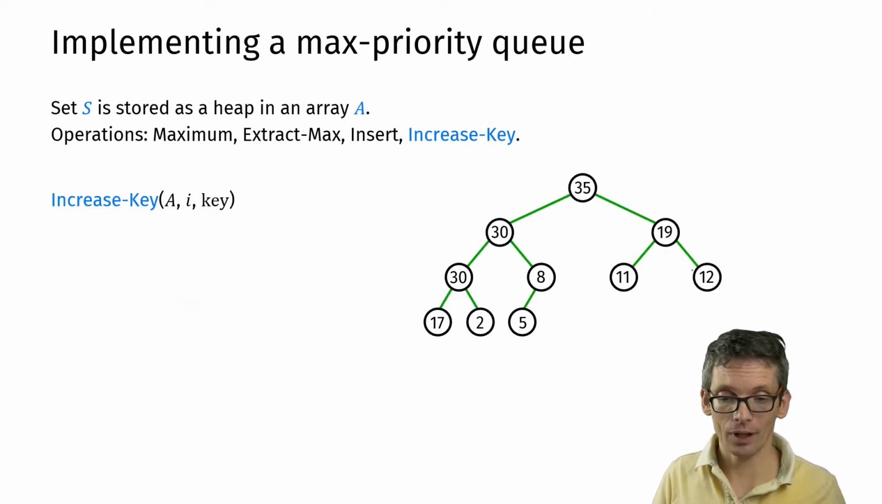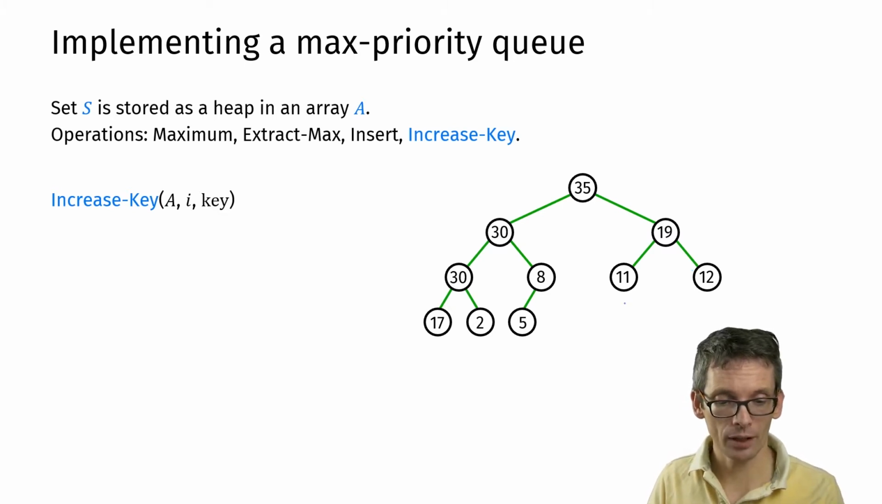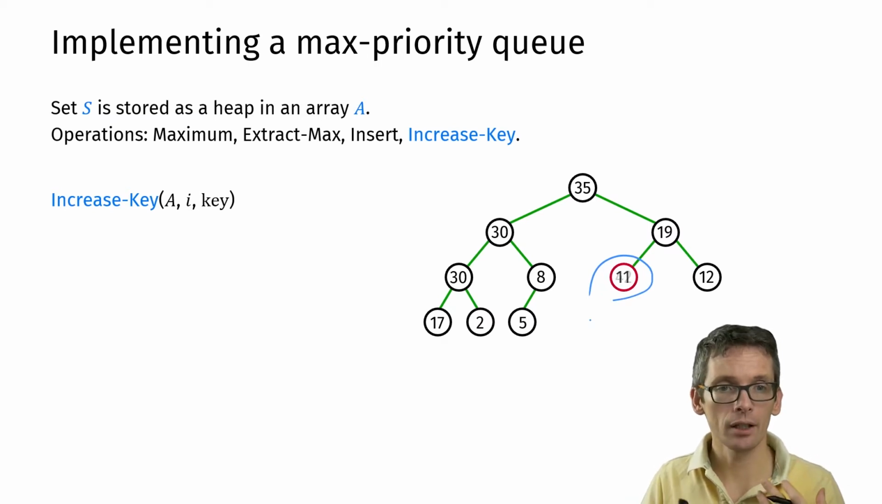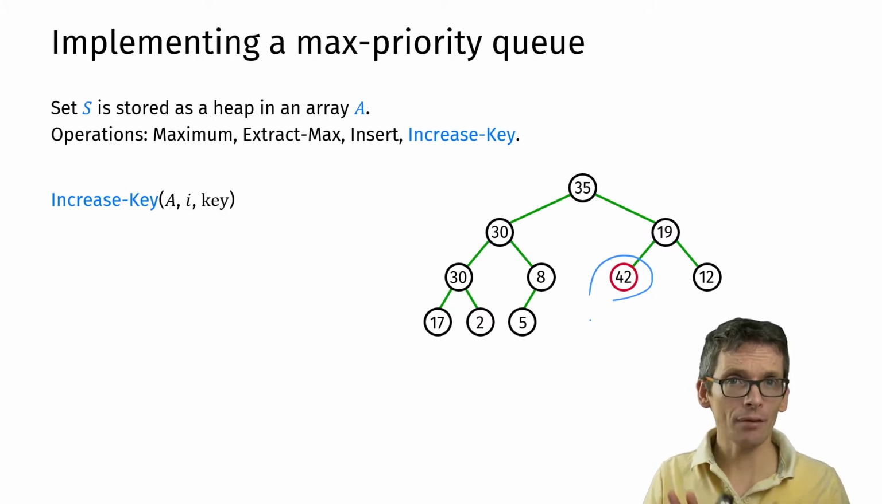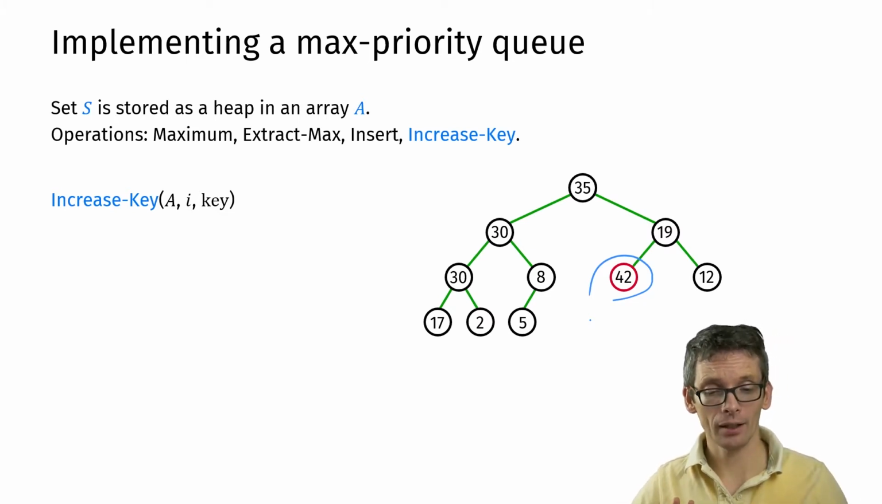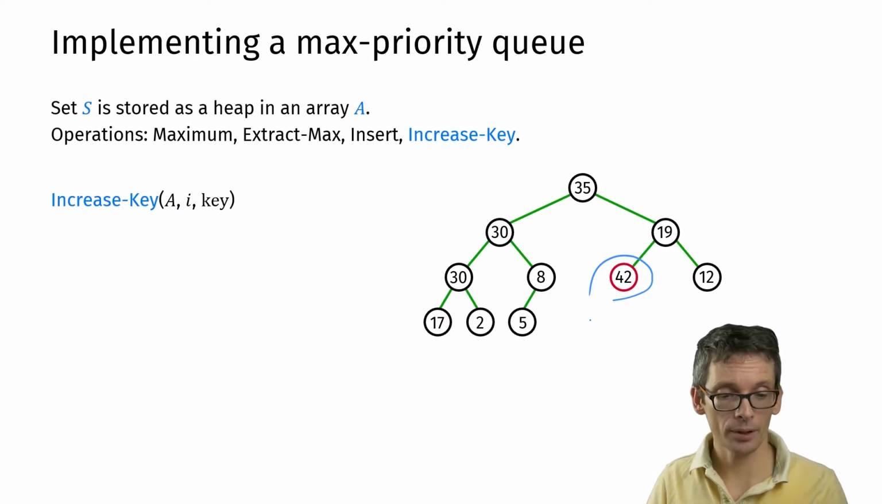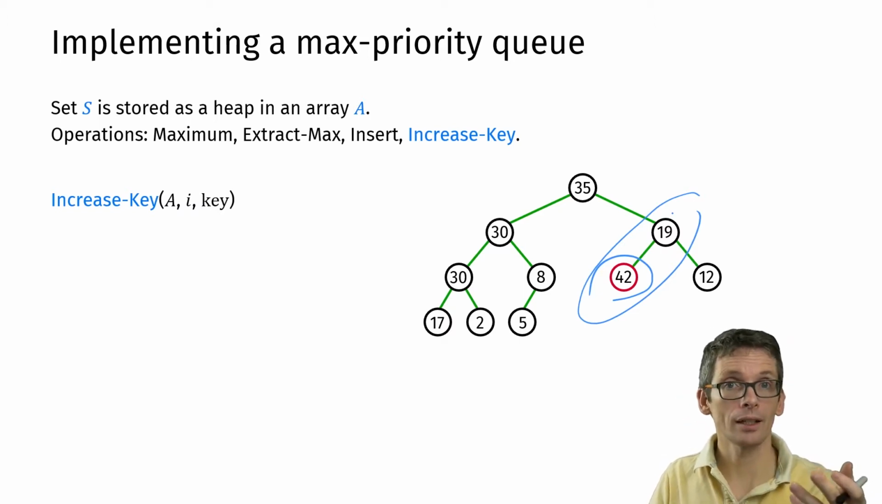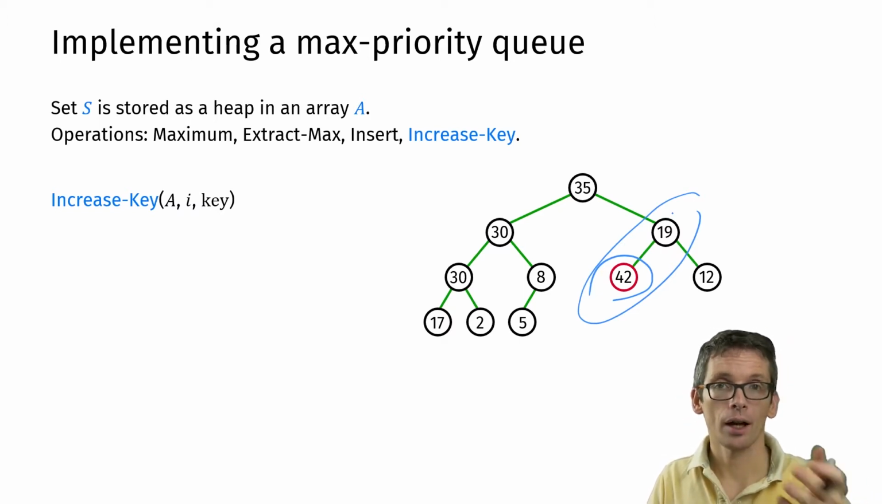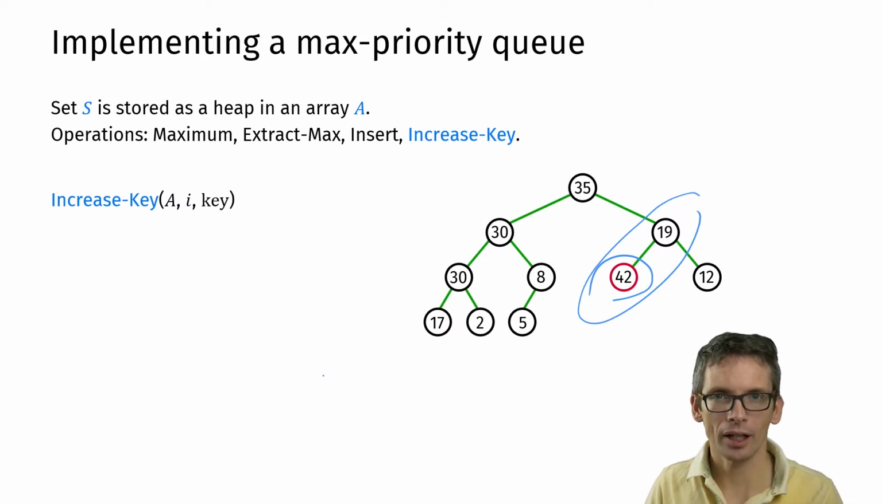So let's have an example. So here we have a heap. We have this 11 here. And let's say we want to increase the key of the 11 to 42. What do we need to do? We already have the right structure, so that is fine. But the max heap property is violated here. There's a very easy fix. Swap the 42 with the 19. And so on. Now let's have a look at code for this.